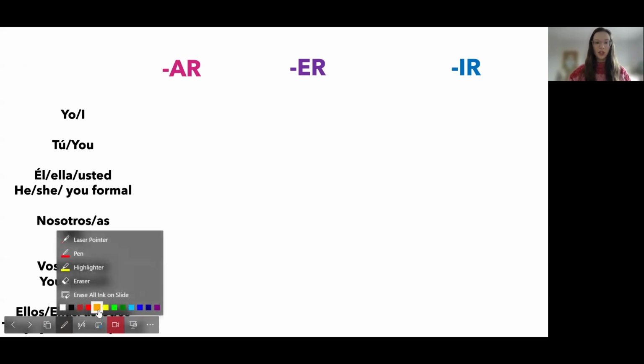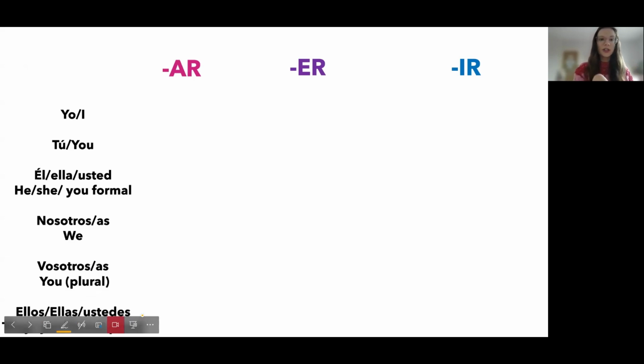So if you pick up a Spanish dictionary, open it up, you'll see that every single verb will end with one of these: either AR, ER, IR. So I'm going to show you now how to conjugate each one and what endings we need to add.